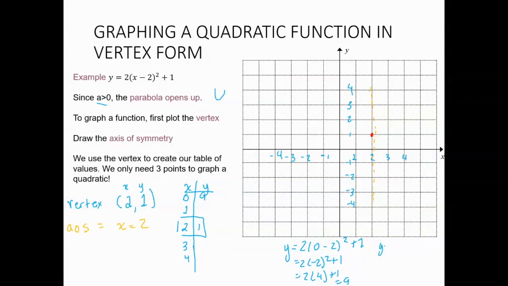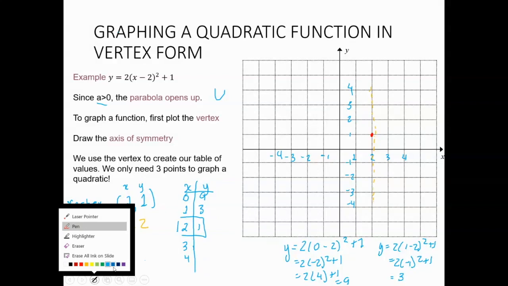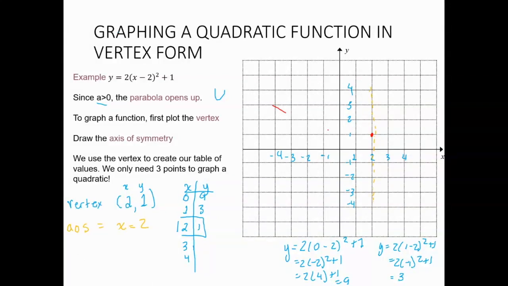And then we're going to do 1. So we're going to do the same thing, but for our 1. So we have 1 minus 2 squared plus 1. So that's going to be 2 times negative 1 squared. So that's going to be 1 times 2. So that's going to be a 3. So we have 1 and 3. I can plot 1 and 3. So 1, let's do it in red. Keep consistent here. Oops, 1 and 3.